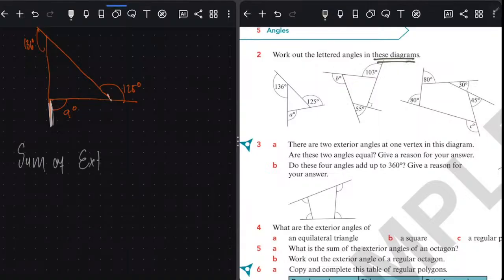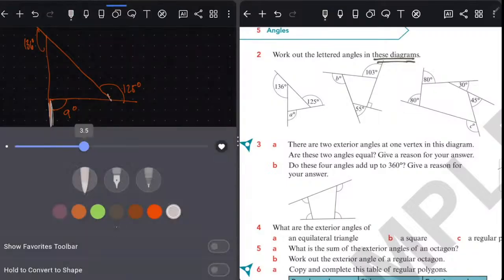Yes, the moment you see it's an exterior angle, then we are not wasting our time. We know what should be used. Sum of exterior angles is equal to 360 degrees. So put that down. Now put the sum. You know what sum means. What does the word sum mean? Everything. What do you do with everything?